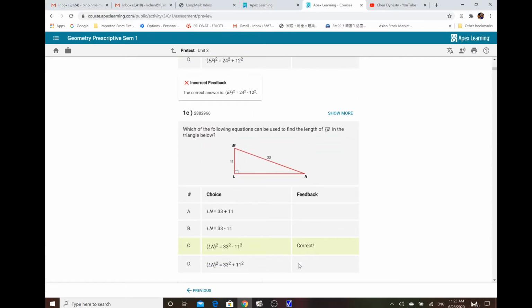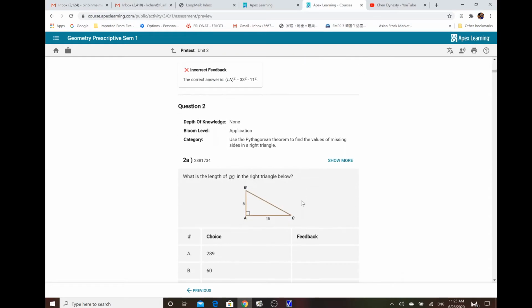Okay, the next one is quite similar. The other way to put the Pythagorean theorem is c squared minus a squared equals b squared. So 1c is quite similar to 1b.